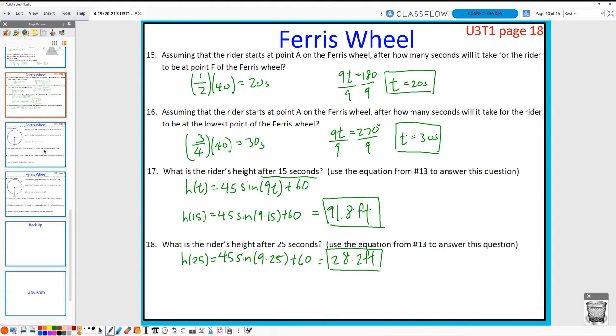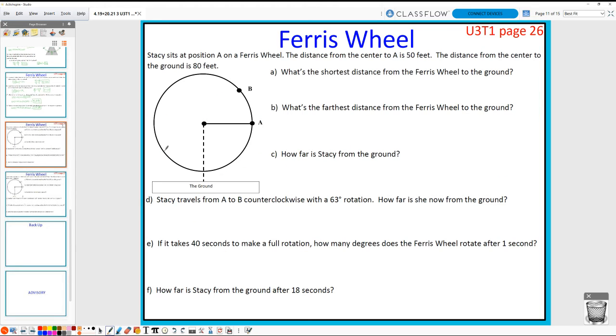So let's put everything together in terms of what you might see on the checkpoint or on the formative, right? So Stacy starts at position A, as always, and the distance from center to A is 50, so the radius is 50, okay? Be careful here. This is the radius. The distance from center to ground is 80 feet. The shortest distance, of course, is going to be right here, and that's going to be 80 feet minus 50 feet, so that's 30 feet. The furthest distance is going to be at the top, so I have to add them. 80 plus 50, that's equal to 130 feet.